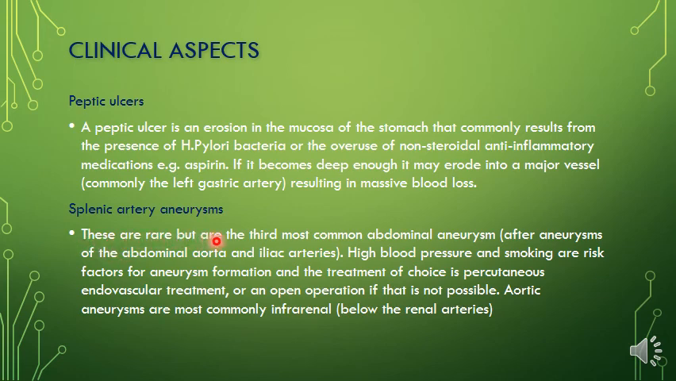These are rare but are the third most common abdominal aneurysms after aneurysms of the abdominal aorta and the iliac arteries. High blood pressure and smoking are the risk factors for aneurysm formation, and the treatment of choice is percutaneous endovascular treatment or an open operation if that is not possible. Aortic aneurysms are most commonly infrarenal, that means below the renal arteries.